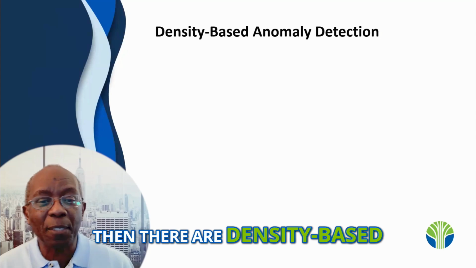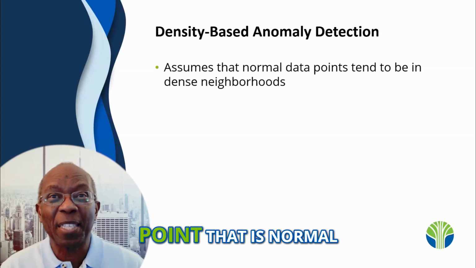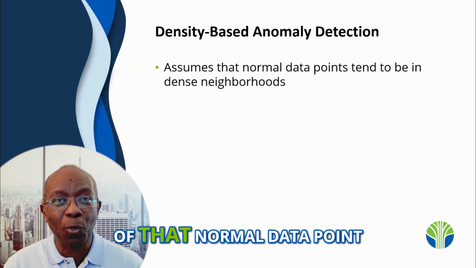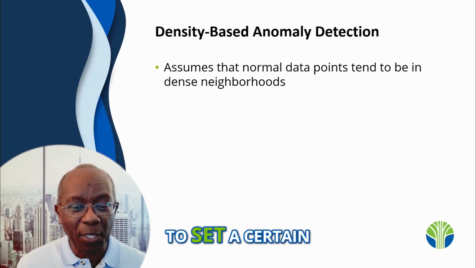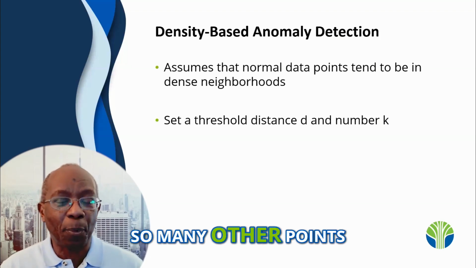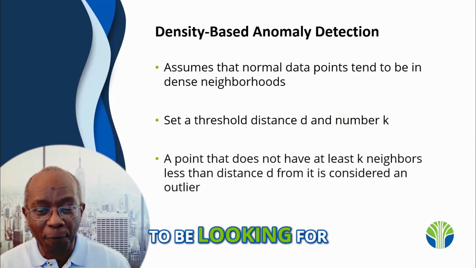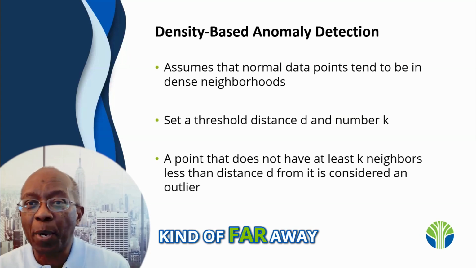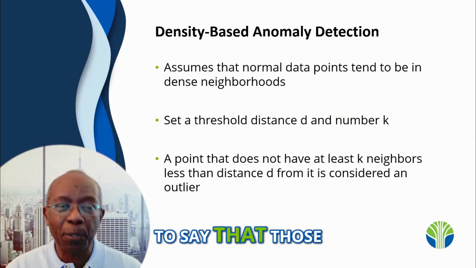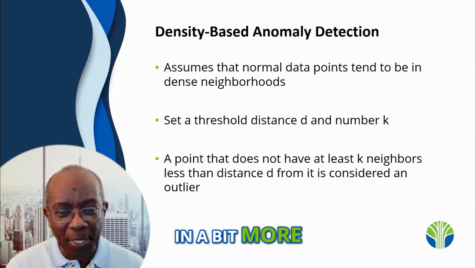Then there are density-based anomaly detection methods. So this time, you assume that if I have a point that is normal, there will be other points in a close neighborhood of that normal data point. So you might decide to set a certain threshold and say, if you are a normal point, there should be so many other points that are within that distance of you. So essentially, you're going to be looking for points that are kind of far away from everybody else or far away from most of the other data points, and you're going to say that those are probably going to be outliers. Let's take a look at a few algorithms in a bit more detail.